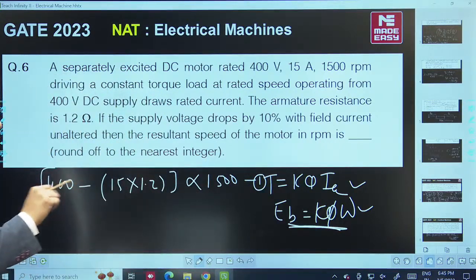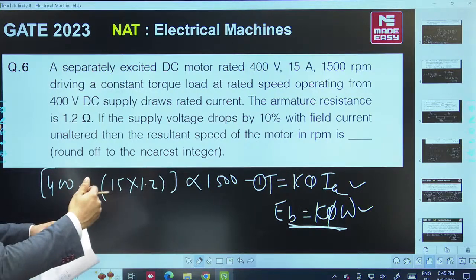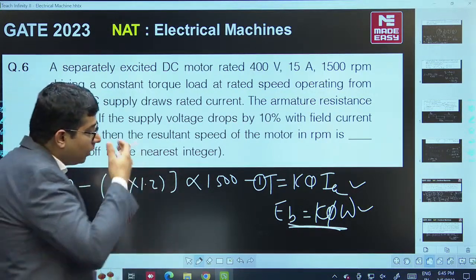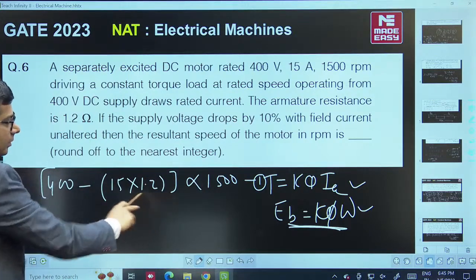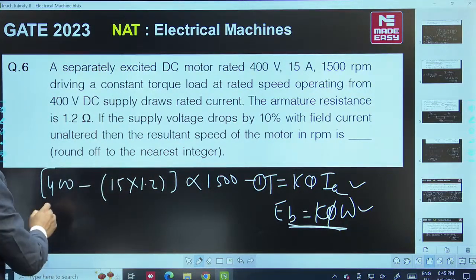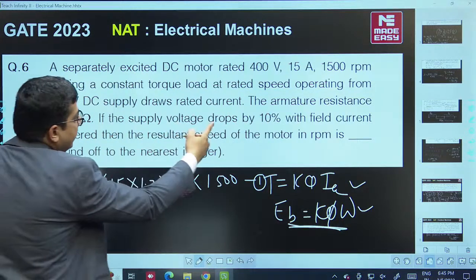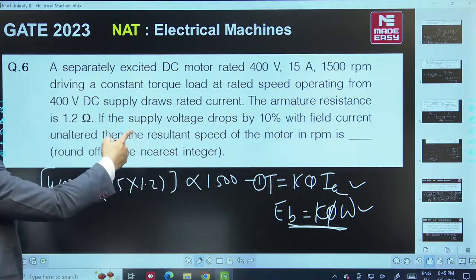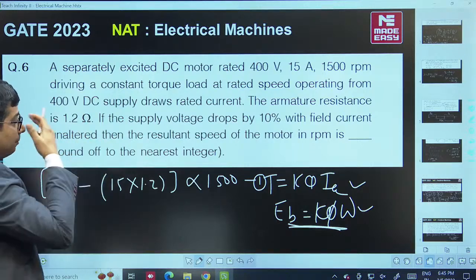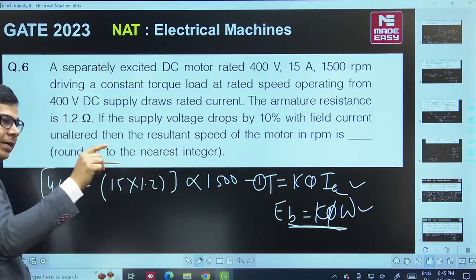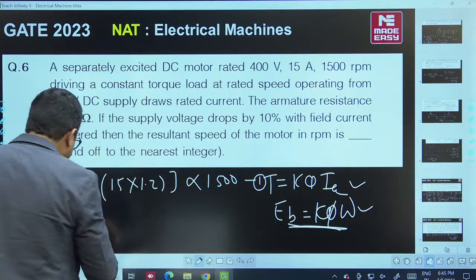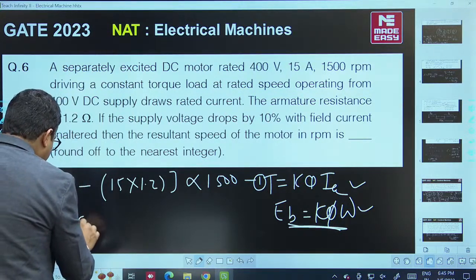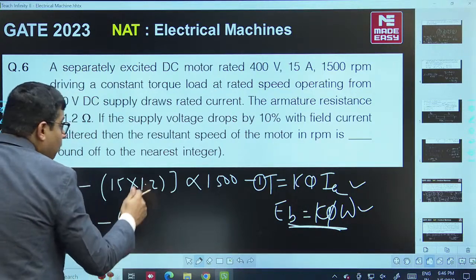But here one thing is also mentioned. Suppose you want to write the next equation, then you will already get more unknowns, right? See, it is given 10%: the supply voltage drops by 10%. 10% means 400 minus 10% of 400 volt. So how much is it? It is 360. So 360 minus, correct? Now what will be the current?